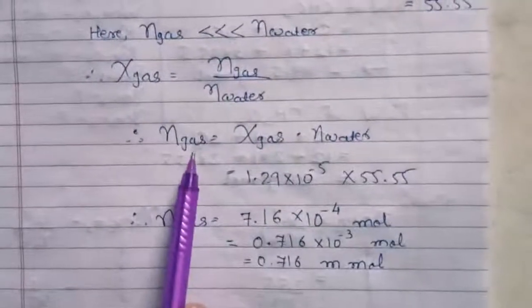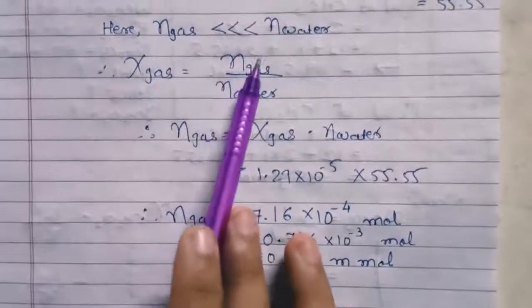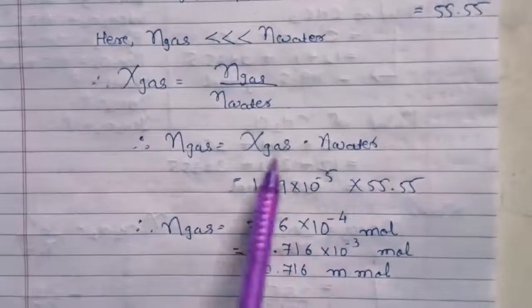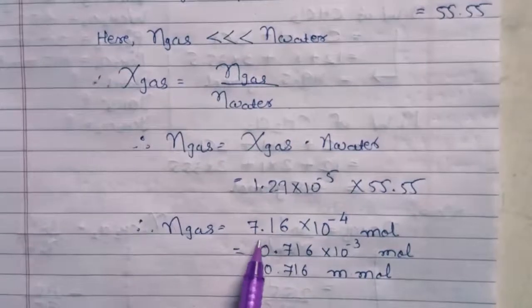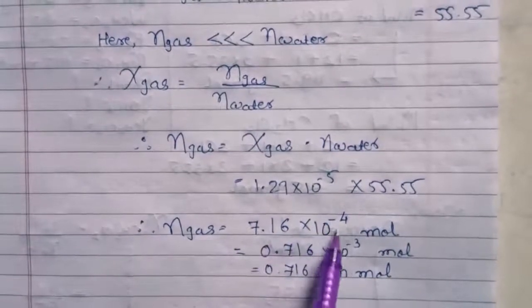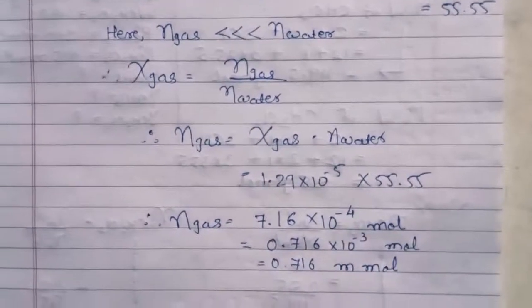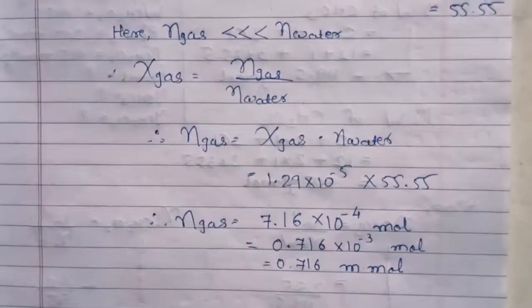Here we have to find out the mole of gas, so subtract that and rearrange the formula and replace the value of that mole fraction and mole of water, right? So you will get 7.16 into 10 to the power minus 4 mole, right? Now here we have to find out the answer in a millimole.